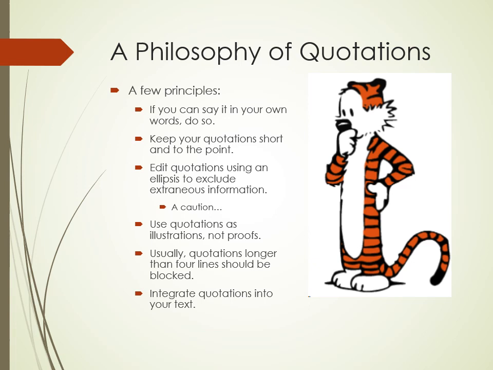Use quotations as illustrations and not proofs. Again, unless this is something that you really need the quotation as a real proof. If that's the case, great. Usually quotations that are longer than 4 lines should be blocked. Now this varies a little bit based on the formatting style that you use.